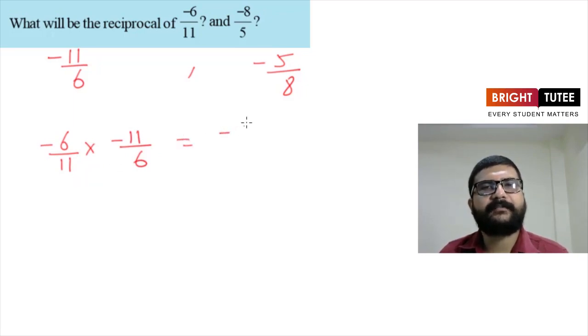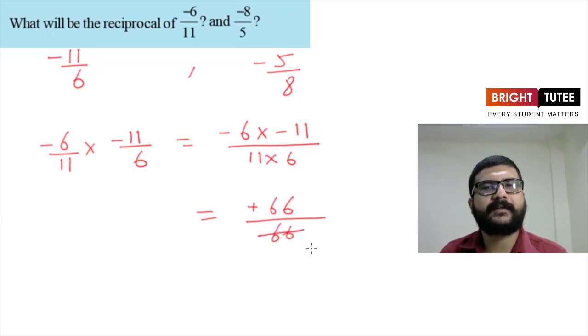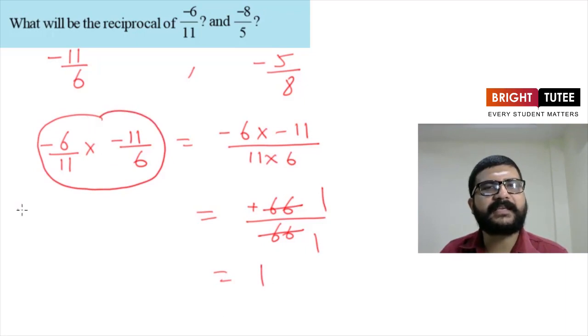Here we will get minus 6 into minus 11 upon 11 into 6. Now minus 6 into minus 11 is minus into minus, that will be plus, so this is plus 66 upon 11 into 6, which is 66 again. Now 66 ones are 66, 66 ones are 66. So we are getting 1 from here. So we have seen that product of a rational number with its reciprocal is 1. Will it be true always? Yes, this is always true.